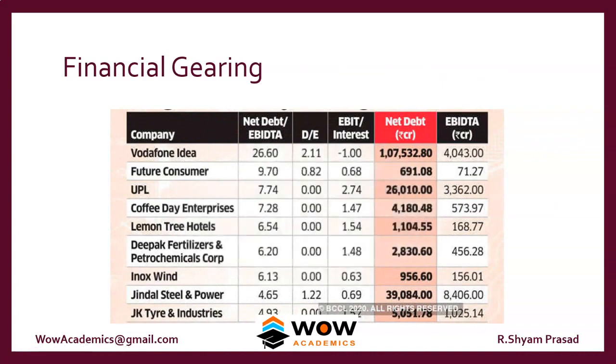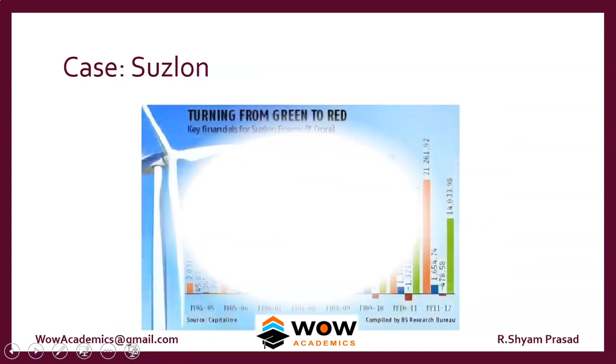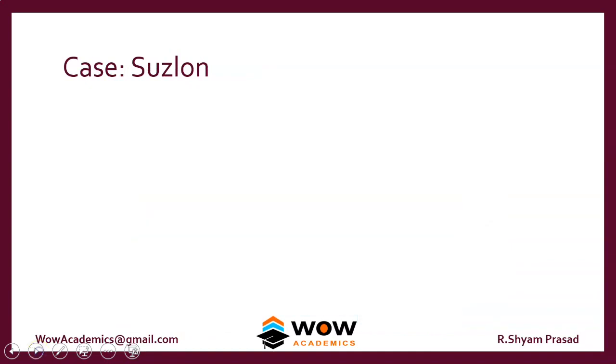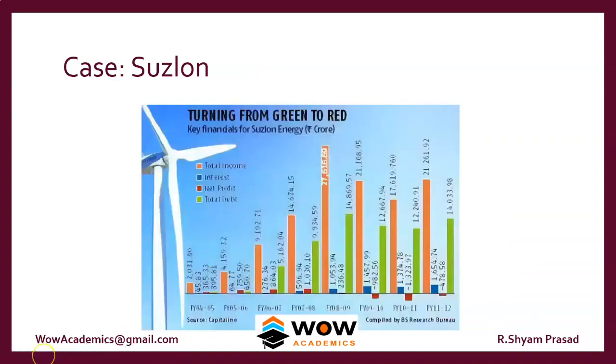So here we can look at how the debt equity structure is for Indian companies. There are companies which are heavily having a high amount of debt equity, or you can see it through the ratios here. There is a company called Suzlon. You can Google this company and get some information.